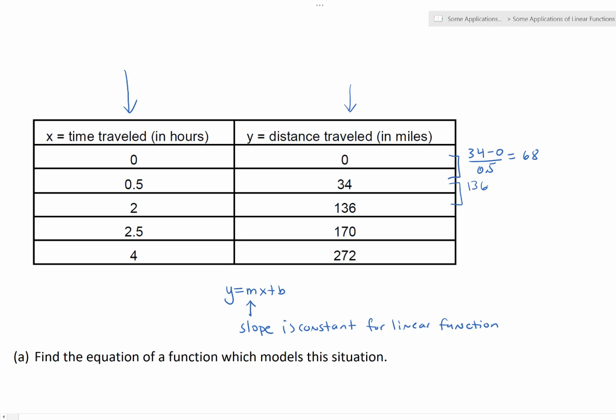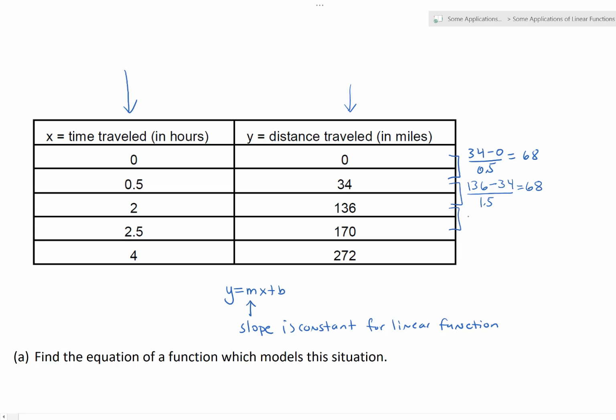So we've got to check if the next ordered pair gives that same number. Take the change in those outputs, 136 minus 34. The change in the inputs there, notice it's 2 minus 0.5. So that's a 1.5. And when you press the buttons, you indeed get the same number. Now, is that enough? No, we need them all to be the same. So let's do a couple more here.